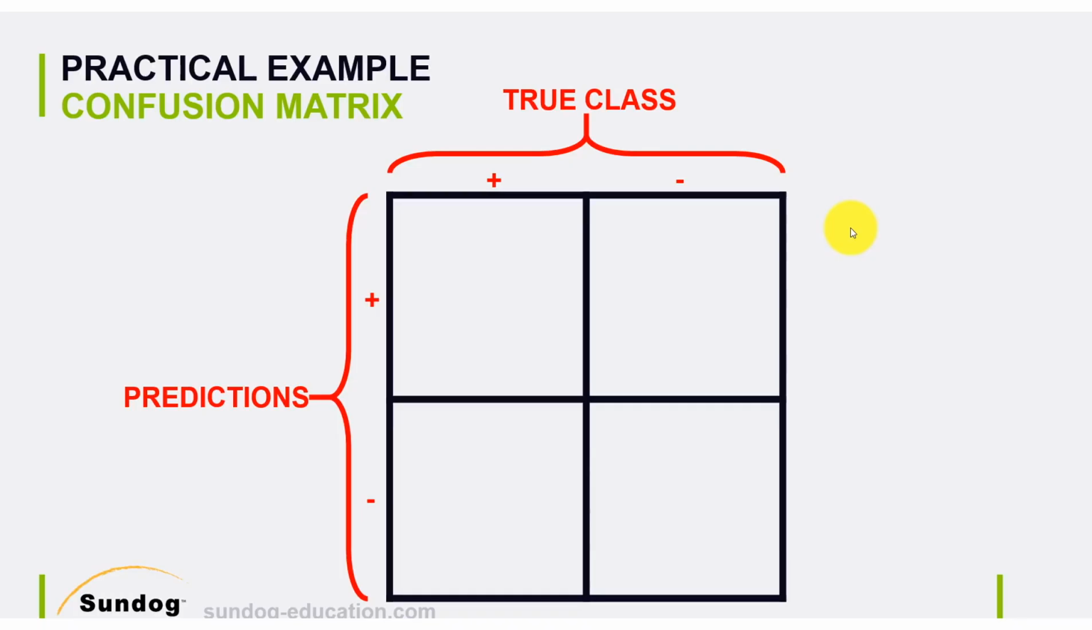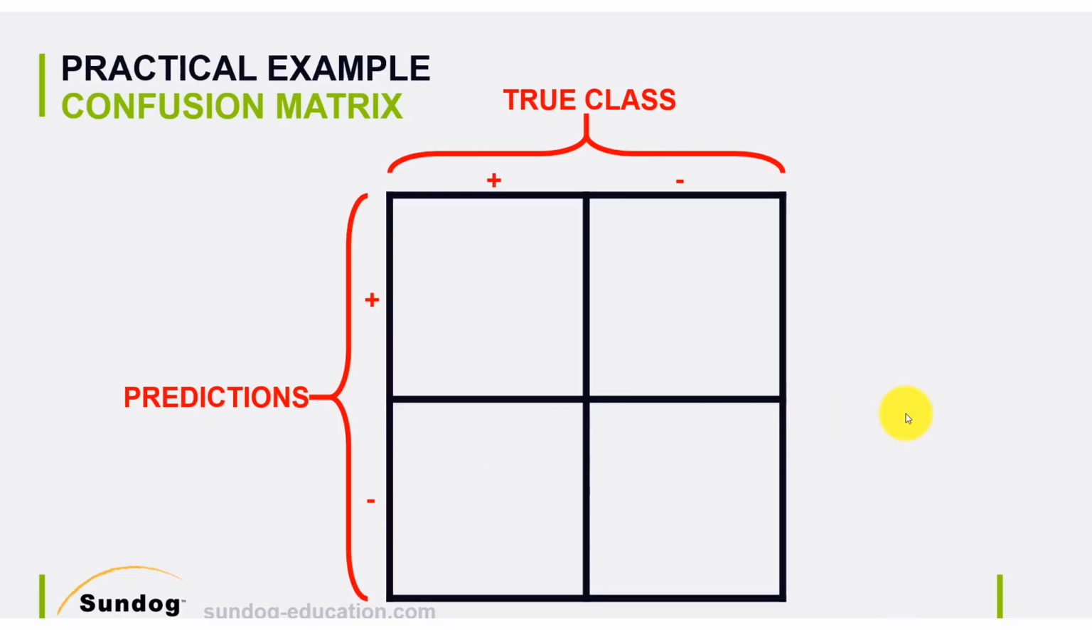For example, plus means there is a pedestrian, minus means there is no pedestrian. That's our true class, which is 1 or 0. Here, this is our predictions. That's our network telling me plus, which means there is a pedestrian, the network predicted that there is a pedestrian, or minus, which means the network said there's no pedestrian.